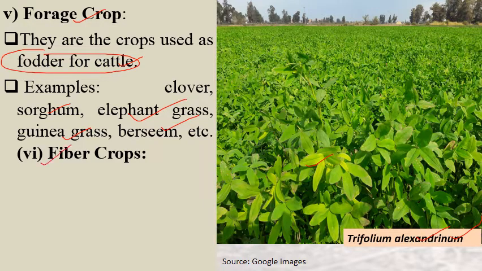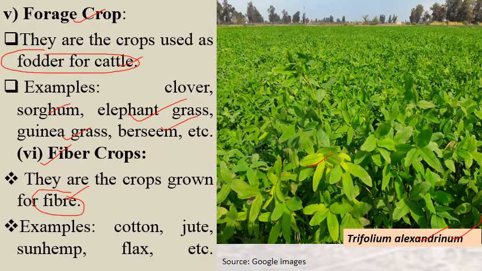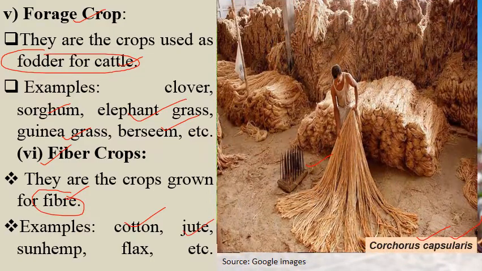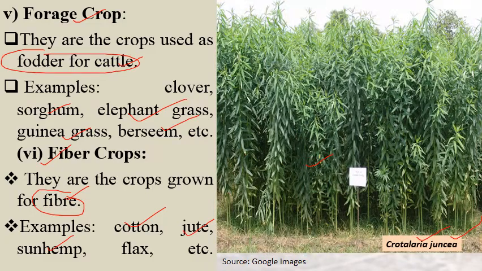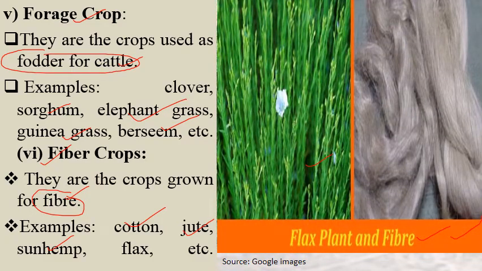Next we have fiber crops. So these are the crops grown for fibers, from which we obtain fiber. We have crops like cotton. This is Gossypium hirsutum. Then we have jute. That is Corchorus capsularis. Then we have sun hemp. That is Crotalaria juncea, and flax. So these are some plants which are used to extract the fibers.